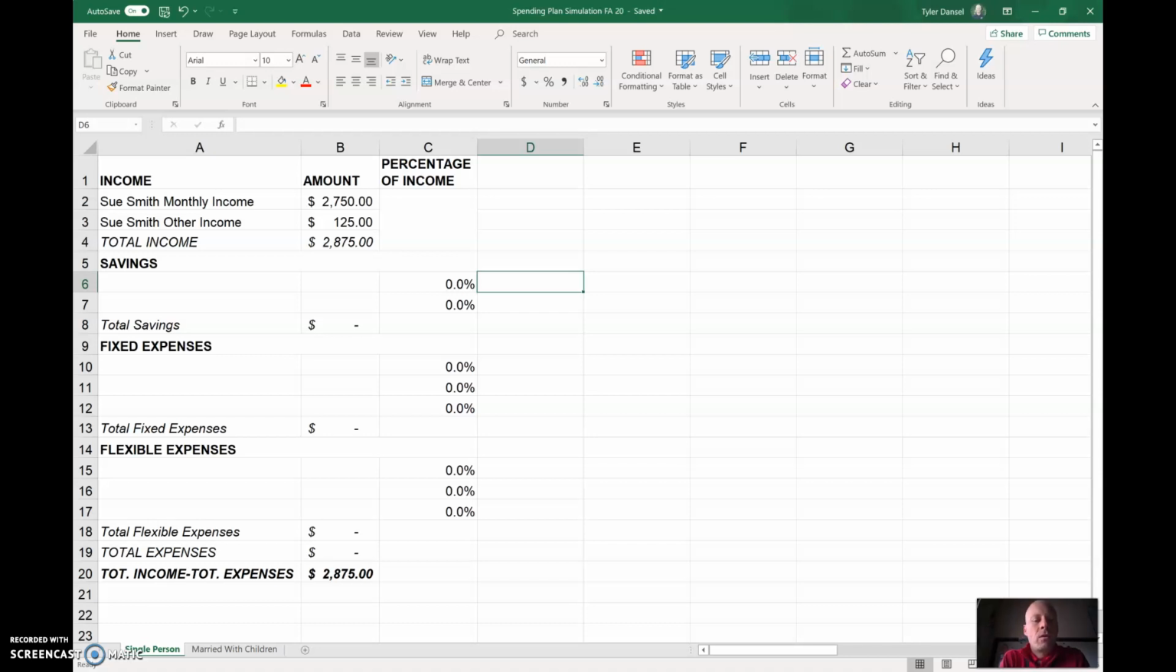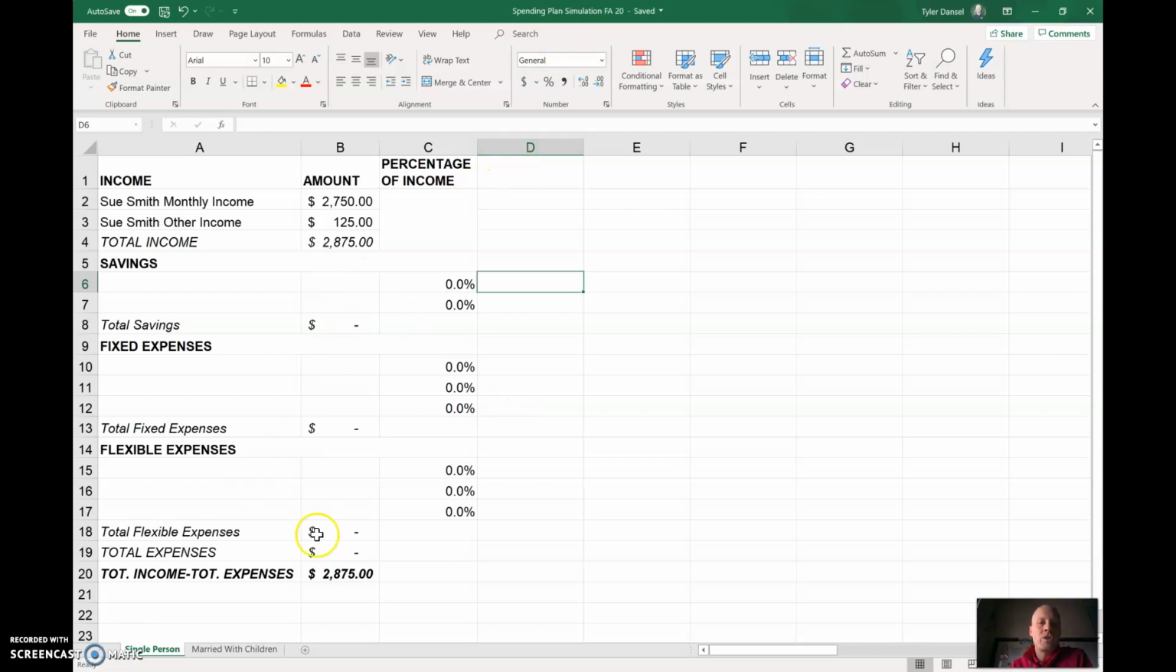This is Mr. Danzel, and we are going to do one more spending plan project. I call this the spending plan simulation. It's very similar to the Brown family spending plan project, except that there are two different scenarios, and you are going to be deciding what they are going to spend their money on.